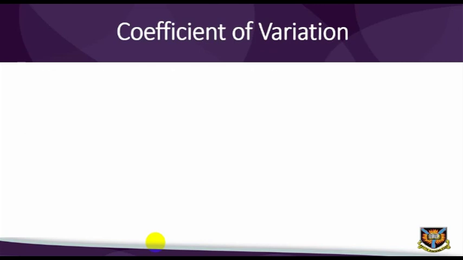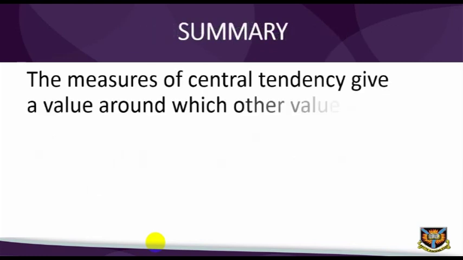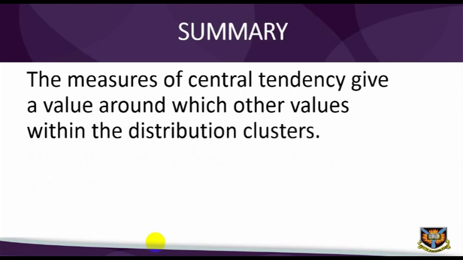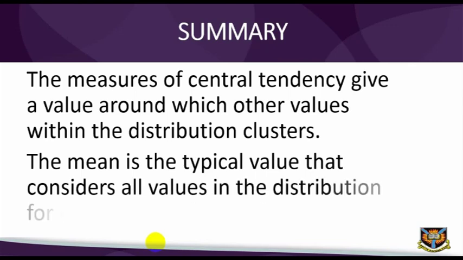Summary. The measures of central tendency give a value around which other values within the distribution cluster. The mean is the typical value that considers all values in the distribution for its computation. The mode is the score that occurs most frequently, while the median divides the distribution into 2 equal halves. The measures of dispersion depict the degree to which the figures tend to spread about their average. The smaller the coefficient of variation, the lower the degree of variability.